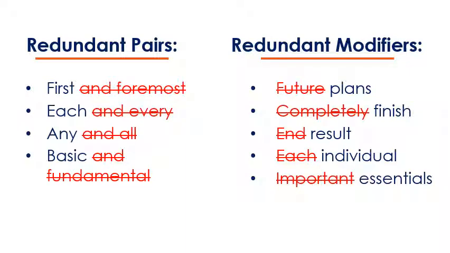Fortunately for us, fixing redundant pairs and redundant modifiers is quite easy. In the case of redundant pairs, just eliminate 1/2 of the pair. Take first and foremost. You can keep first and eliminate foremost, or keep foremost and eliminate first. Either one is fine, just get rid of 1/2 of the pair. In the case of redundant modifiers, on the other hand, just get rid of the adjective or modifier and keep the noun. So in the instance of future plans, you would get rid of future and keep plans. In the case of completely finish, you would get rid of completely and keep finish, and so on and so forth.